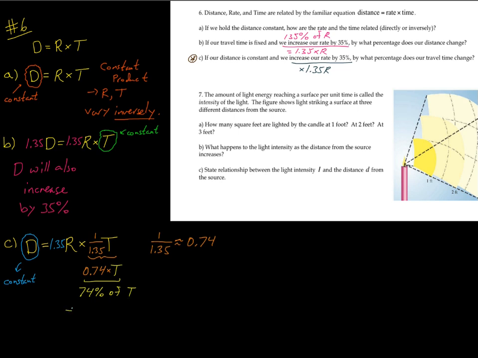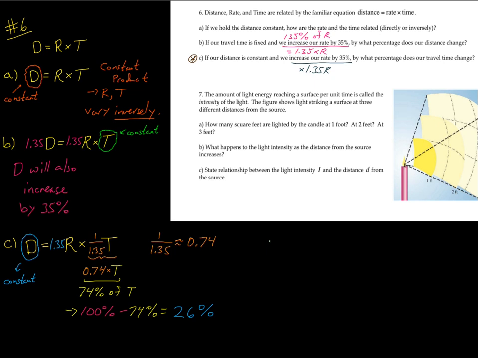I'm only taking 74% of that original t value. So what is this as a percentage decrease, right? Well, 100% of t is just t itself, and I'm only taking 74% of t now for the new travel time. So in essence, I've taken off what? Well, 100% minus 74%. This is going to correspond to a roughly 26% decrease.